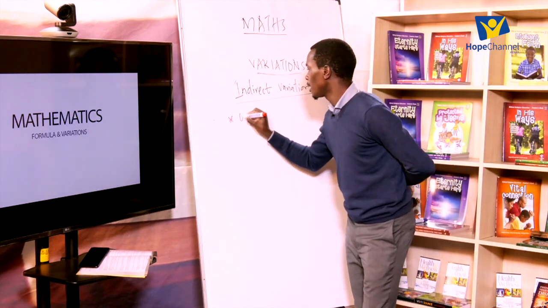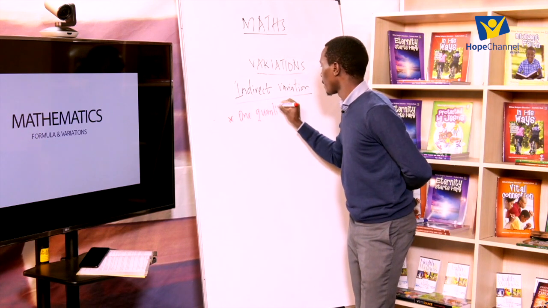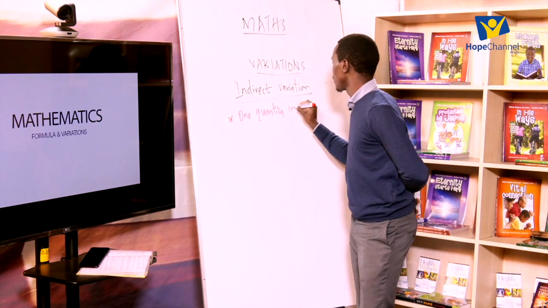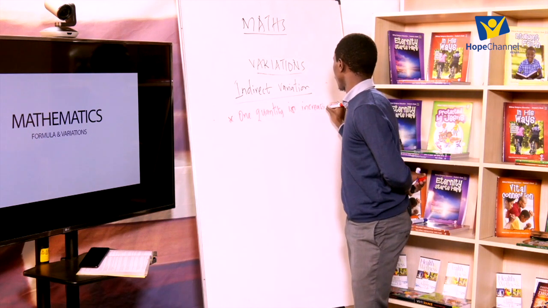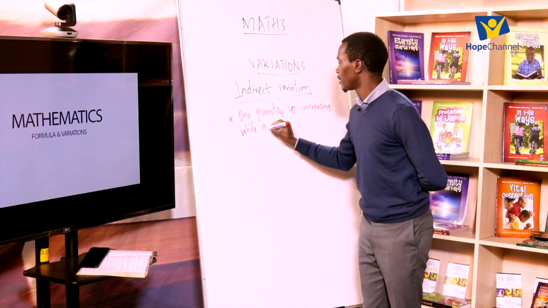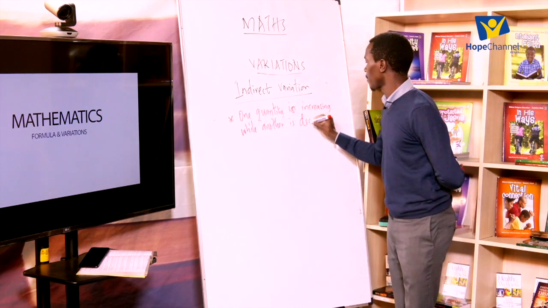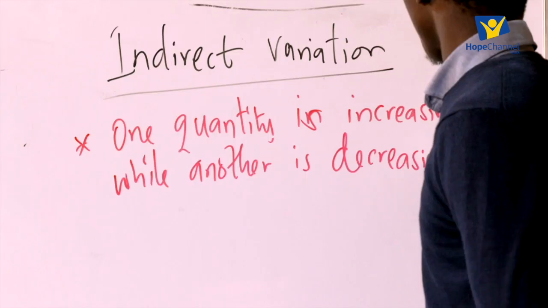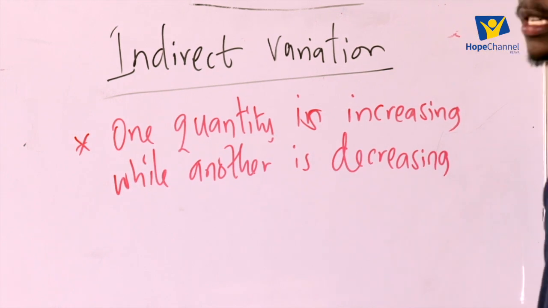So in this case, one quantity is increasing while another is decreasing. So you have to be very careful. One is increasing while the other is decreasing.